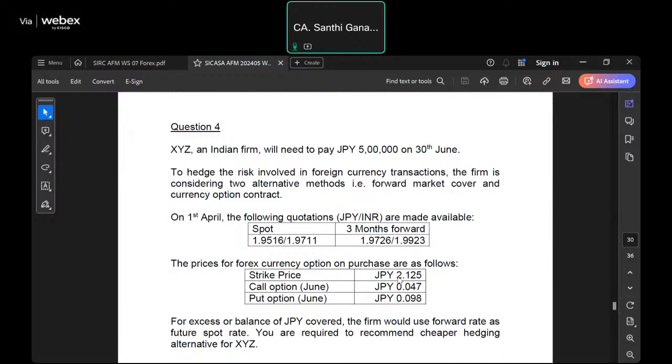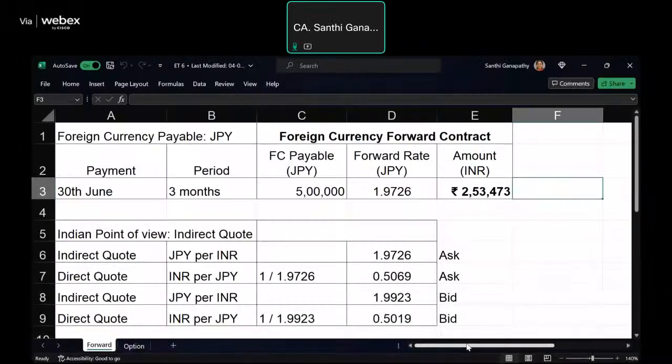So now, first let us look at forward. If you look at the forward rate, how is the forward rate given? Japanese yen per INR, which means INR is the base. Therefore, it is an indirect quote. Is this clear?